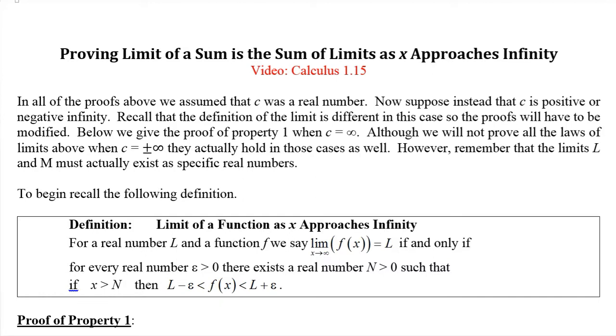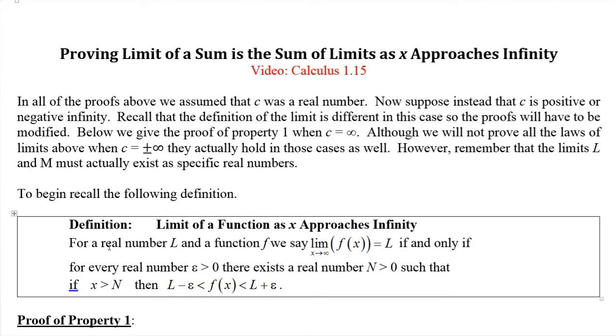In this video, we're going to go back to property 1 of our laws of limits, and we're going to prove this, but this time we're going to let the c in the property be infinity rather than a real number constant. These properties that we have are actually true whether you're taking limits as you approach a real number or approach infinity or negative infinity. And so we're going to prove this, but we have to modify the proof a little bit. It follows very similar to that proof before, but a little bit different because the definition is a little bit different when we're talking about limits as we approach infinity.